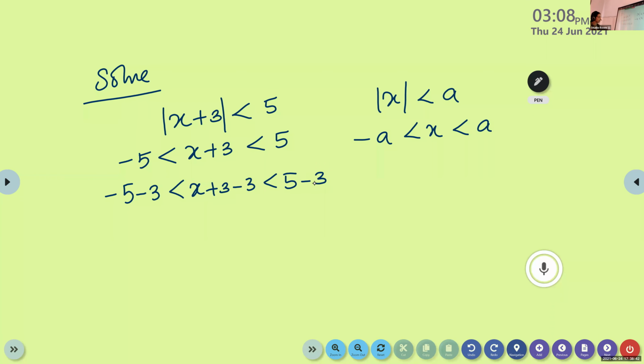Add minus 3. So minus 5 minus 3 is less than x plus 3 minus 3, which is less than 5 minus 3. So we can write this as minus 8 less than x less than 2. That is, x belongs to the interval minus 8 comma 2.